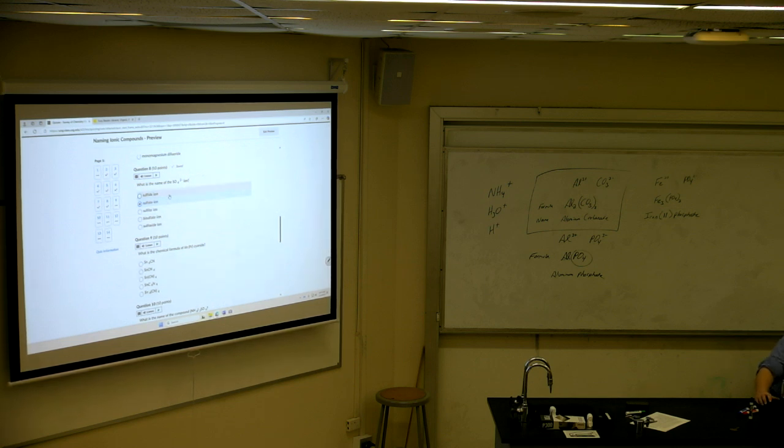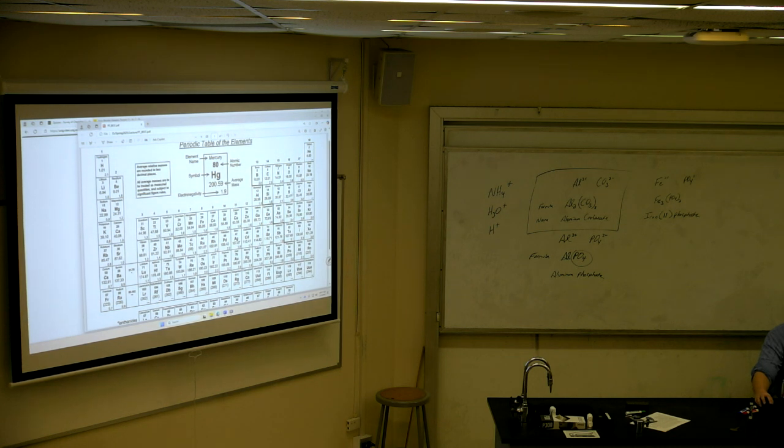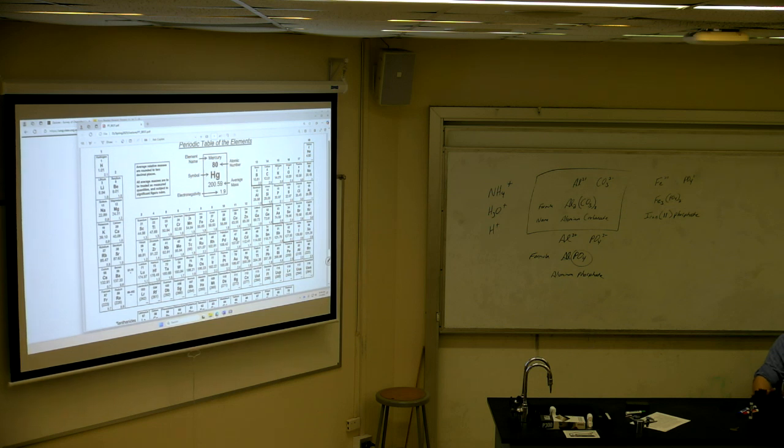What is sulfide? Here's sulfur. What charge will it be if it's an ion? -2. Everything in this column, also known as a group, is -2. If you have sulfur and it's gained 2 electrons and it's 2 negative, then it's called sulfide.